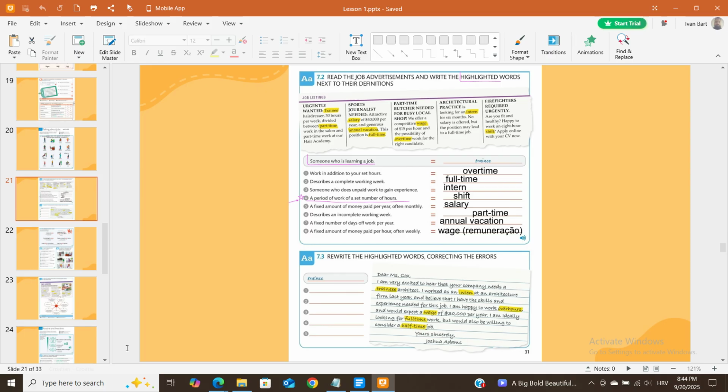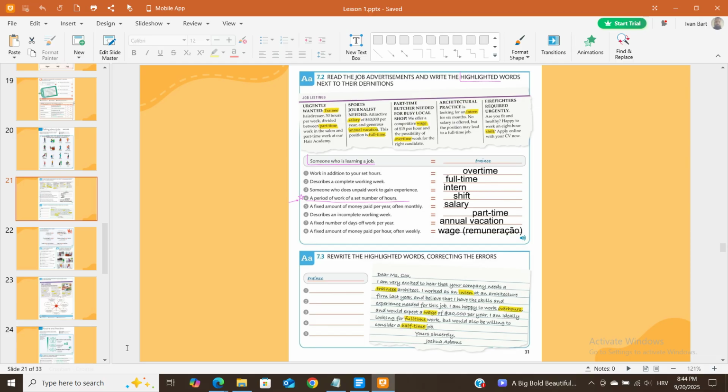Job listings. Trainee hairdresser wanted urgently, 30 hours per week, divided between part-time work in the salon and part-time work at our hair academy. Sports journalist needed. Attractive salary of $40,000 per year and generous annual vacation. This position is full-time. Someone who is learning a job. Work in addition to your set hours. Describes a complete working week.